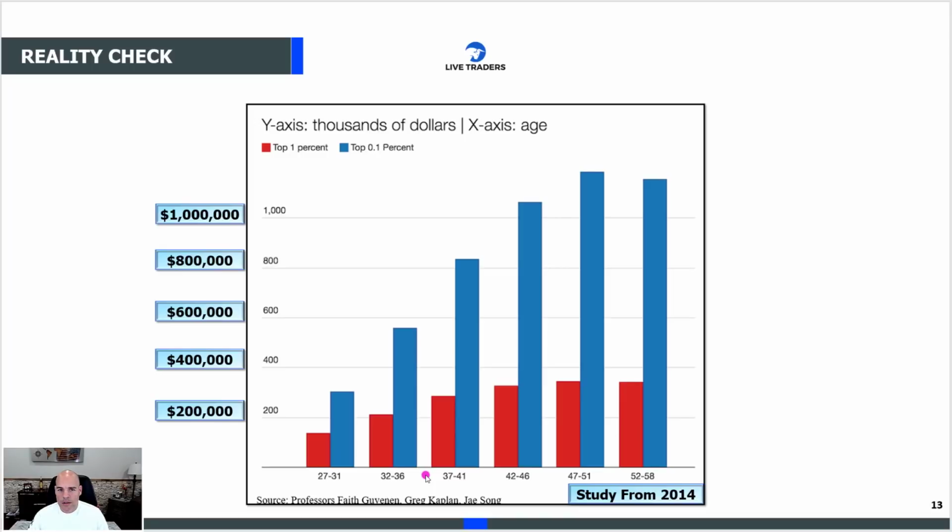All right? So 1/10 of 1% is 300 grand at 27 to 30. 1/10 of 1% is about 550 grand if you're in your early 30s, 32 to 36. 1/10, not 1%, 1/10 of 1% is 1.2 million, I think, if you're 42 to 46. Okay? And then the highest bracket is 47 to 51, like 1.5 million. That's 1/10 of 1%, not 1%, 1/10 of 1%.